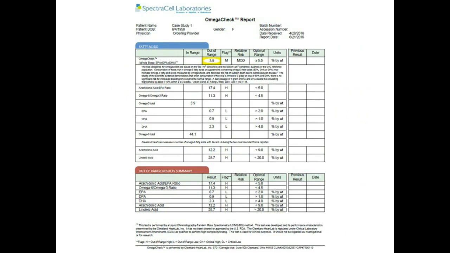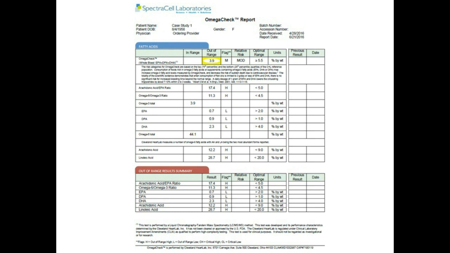Now, this is what we call the omega check, and the omega check breaks down your omega-6 and your omega-3. And as I mentioned, we already know that this person has an elevated CRP, and this would be the case where you could give them omega-3s and see some benefit with their CRP. And it makes a lot of sense because you can see in this particular individual that the omega-3 total is actually telling us that the EPA, the DPA, and the DHA are all low. And when you add these three together, that will give you a value of 3.9. We want to have a value greater than 5.5.